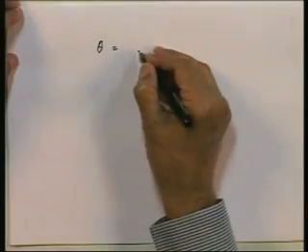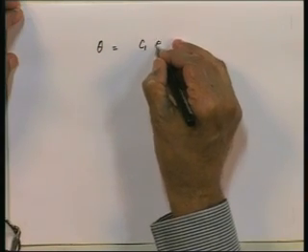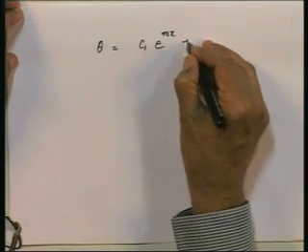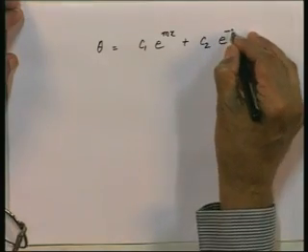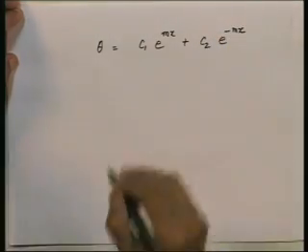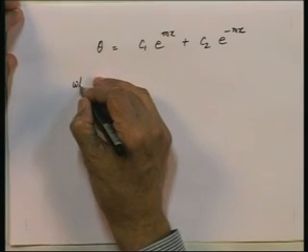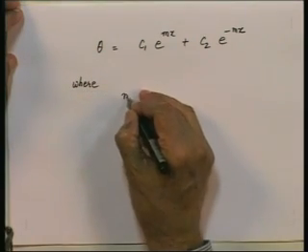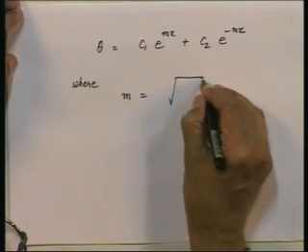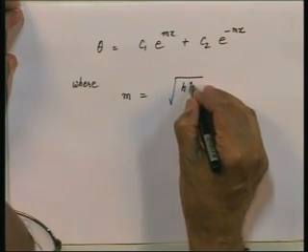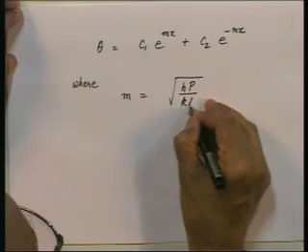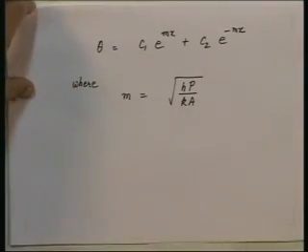Solve this differential equation subject to these two boundary conditions. As I said, it is a very simple differential equation. The general solution of this differential equation is theta is equal to C1 e to the power of mx plus C2 e to the power of minus mx, which all of you should know, where m is equal to square root of hp by kA. Okay. It is a straightforward solution.